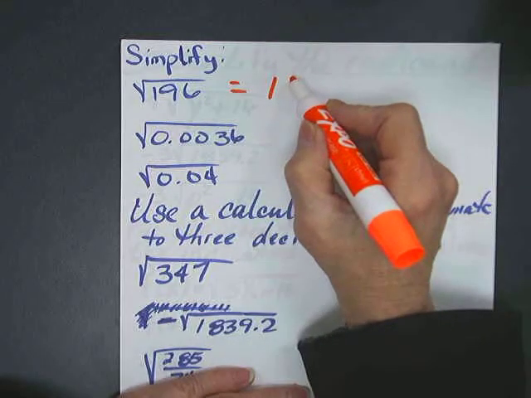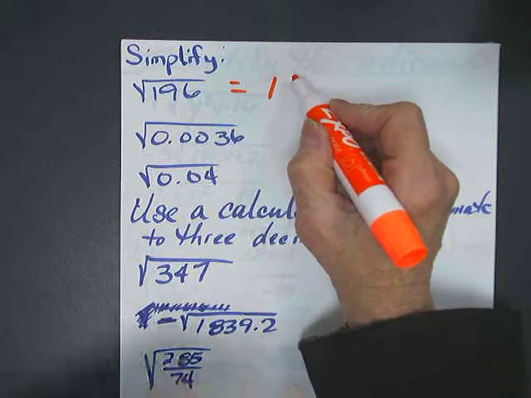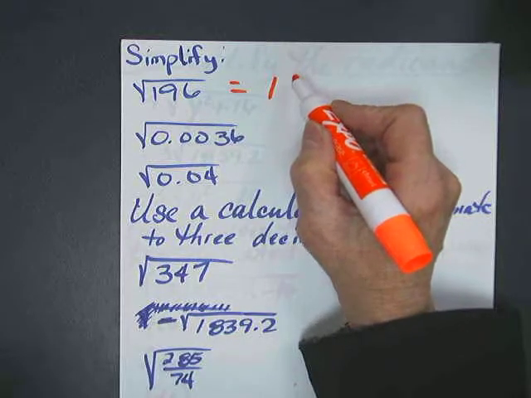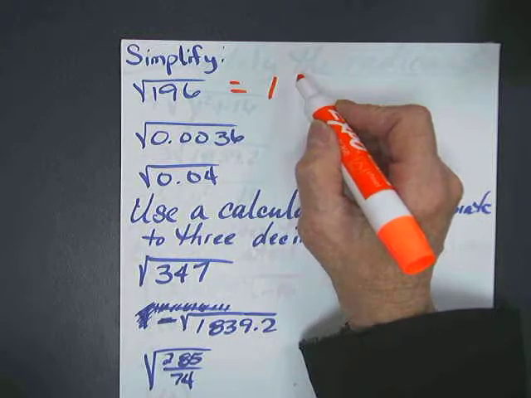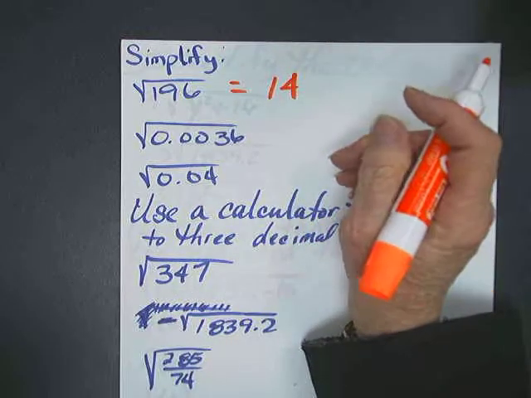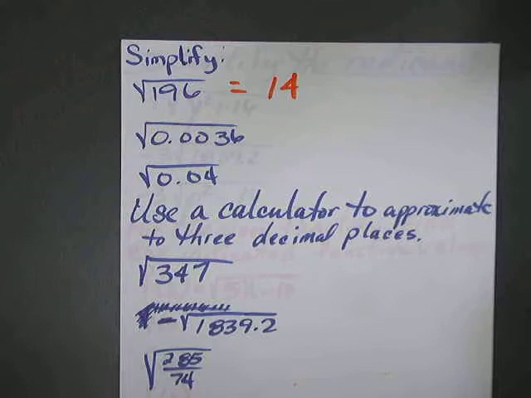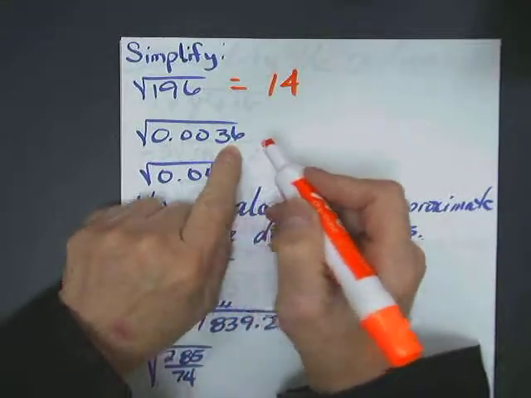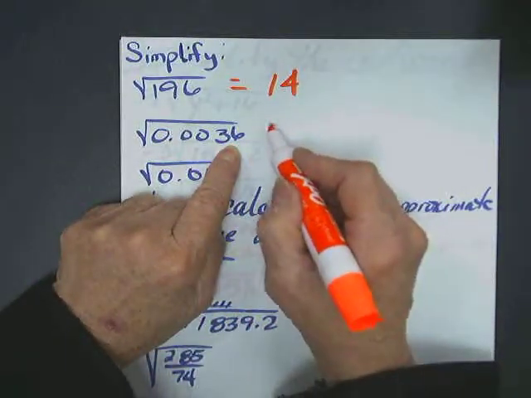Simplify 196, square root of 196. Reverse backwards 169. 14. Remember 13 is 169, 14 is 196, those switch.